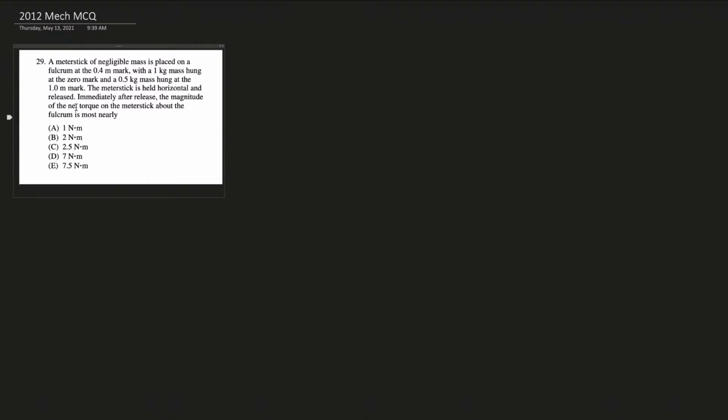Okay, 29 says a meter stick of negligible mass is placed on a fulcrum at the 0.4 meter mark with a 1 kilogram mass hung at the 0 mark. So if I were to draw this, and a 0.5 kilogram mass hung at the 1 meter mark, so here we go, we have the fulcrum here, and this is hung at the 0.4 meter mark.